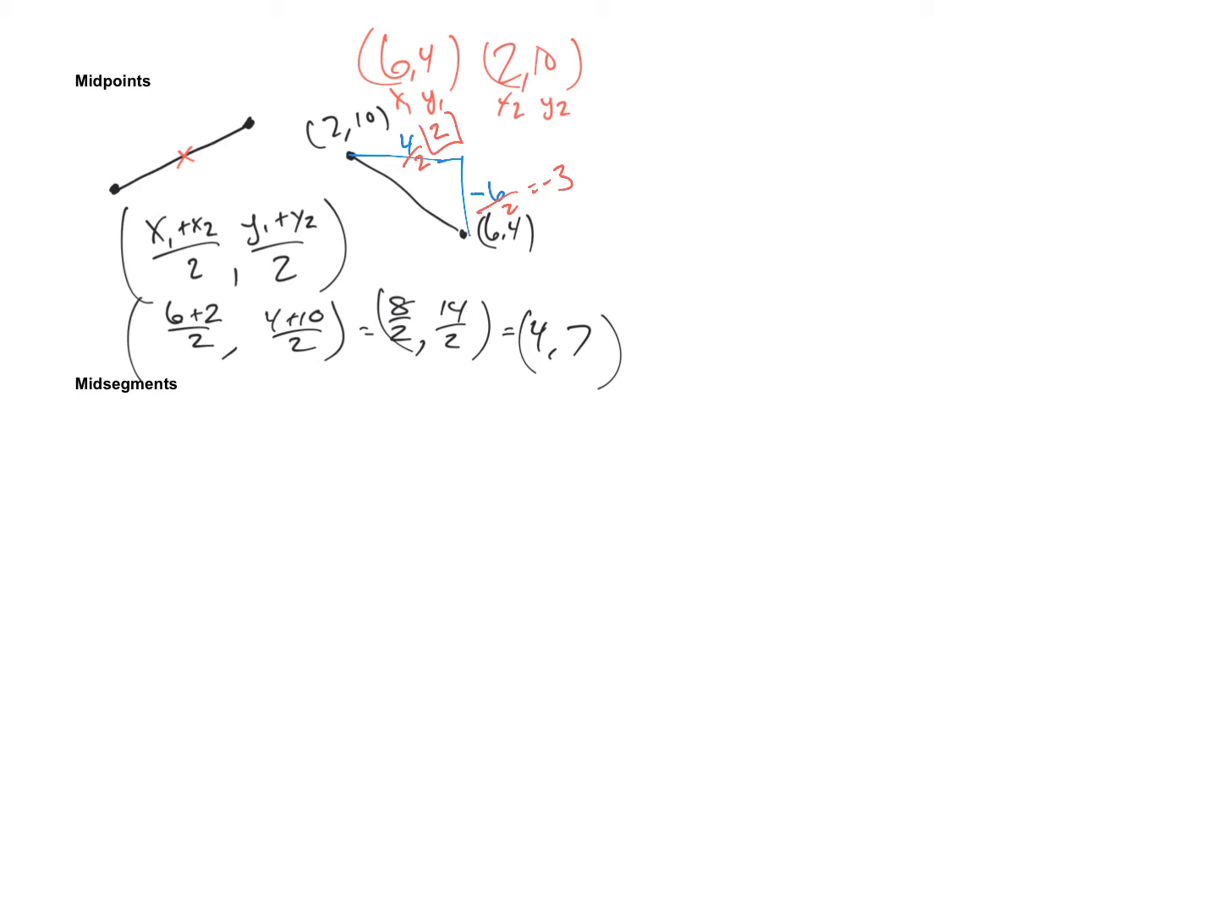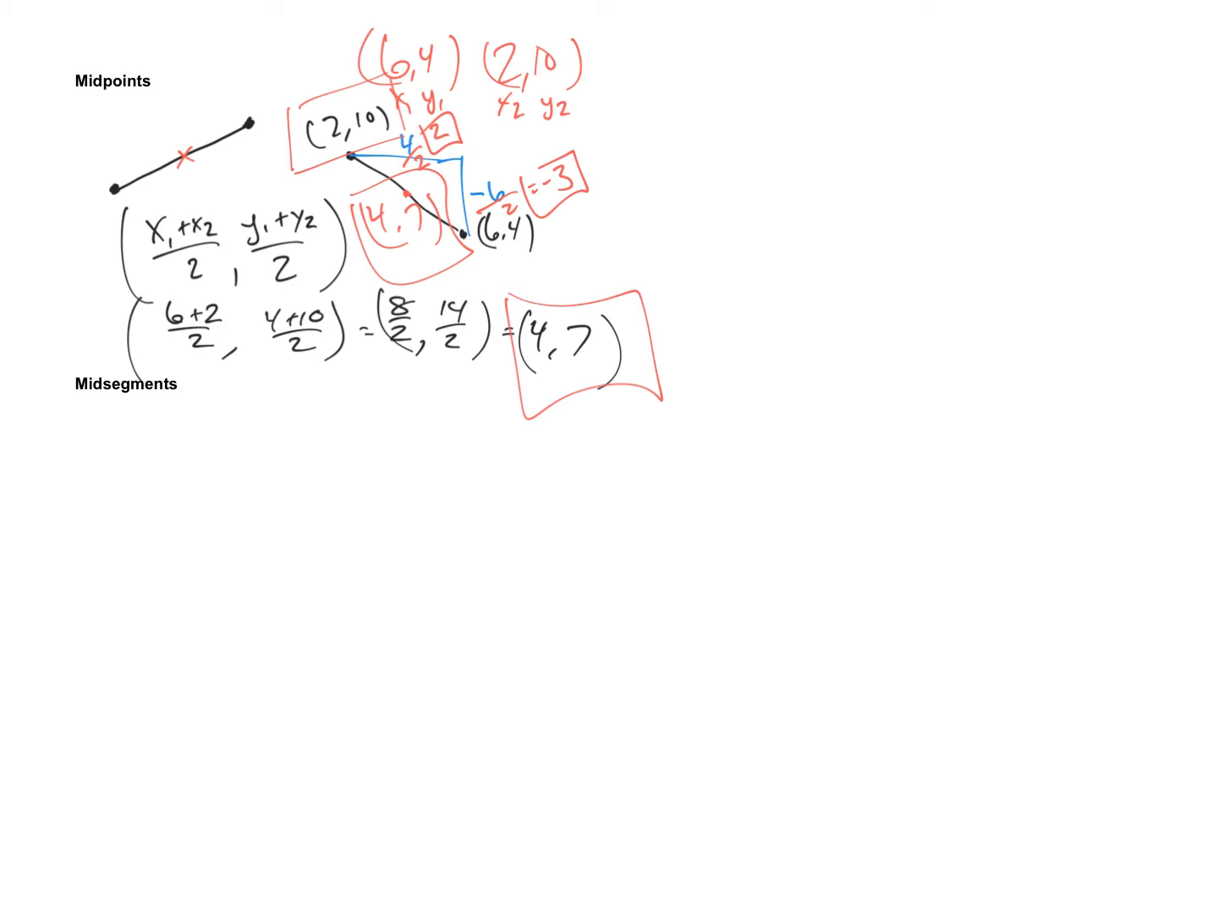What I do with these numbers is apply them to the point on the left. I'm going to add 2 to my x value, so then I would get my 4, and I would subtract 3 from 10, and I would get that 7. Notice that we got the same answer as we did algebraically. So that is for midpoints.